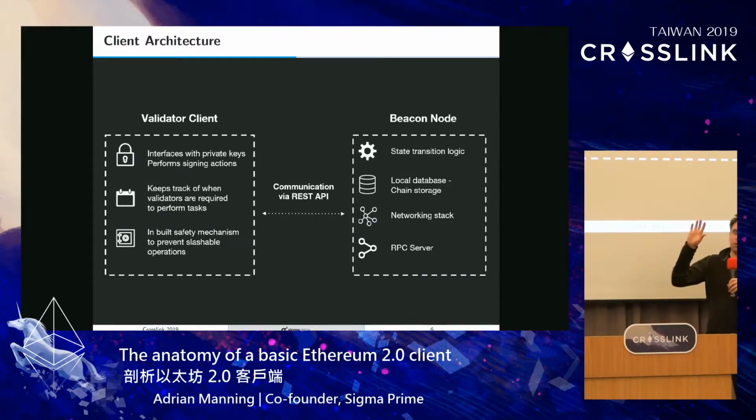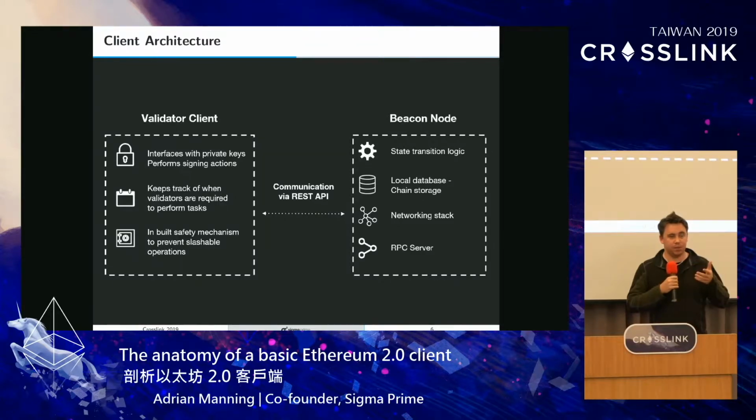I'm pretty sure all Ethereum 2 clients have segregated the validator client from the beacon node. And as I was saying, a beacon node contains the core logic, similar to Geth or Parity in Ethereum 1. In particular, it has the state transition logic. It has its own database. It is the thing that contains the network stack, so it interacts with other peers on the network. And it has an RPC server or HTTP RPC server to interact with other applications on top of it.